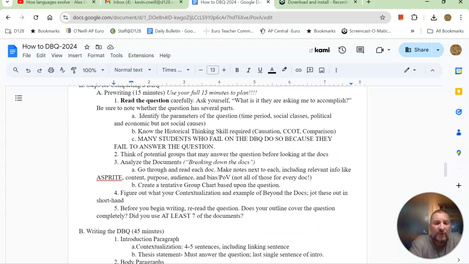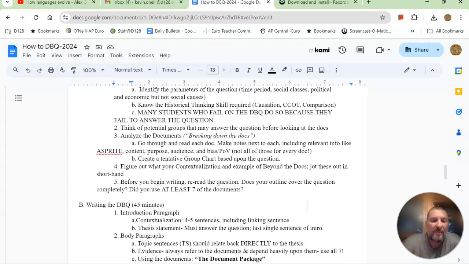So step 2, after you read the question, is you're going to take 30 seconds and think of potential groups that may answer this question before you even look at the documents. You're going to say, okay, what if this was just an essay question? How would I answer this question? That just primes your brain to get ready for when you're looking at the documents. You have a better idea of what you're looking for. You may or may not get any when you do that, but it helps get you in the right mindset to know what you should be looking for.